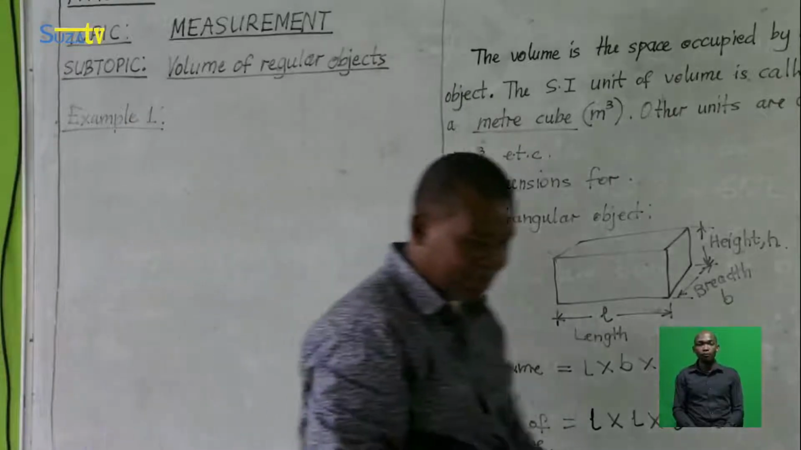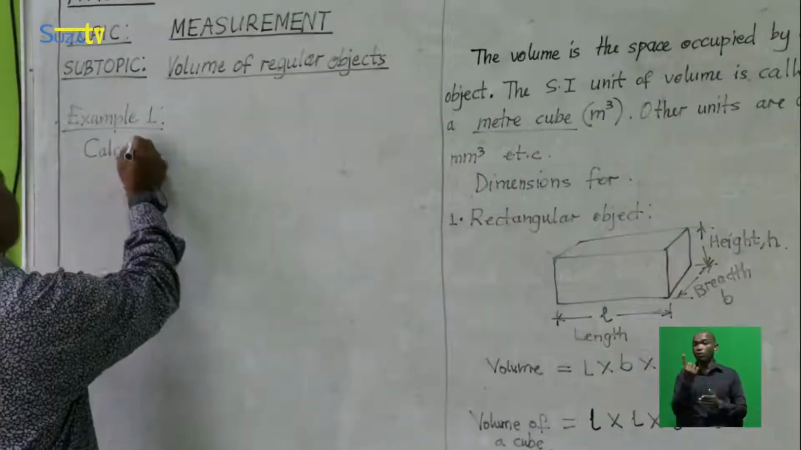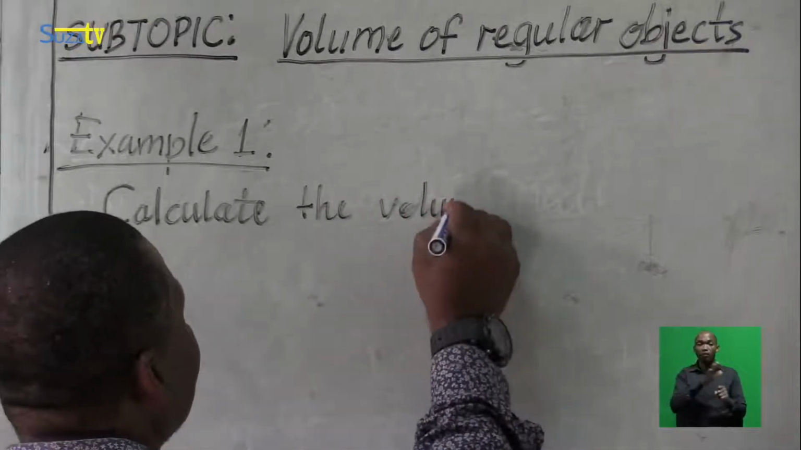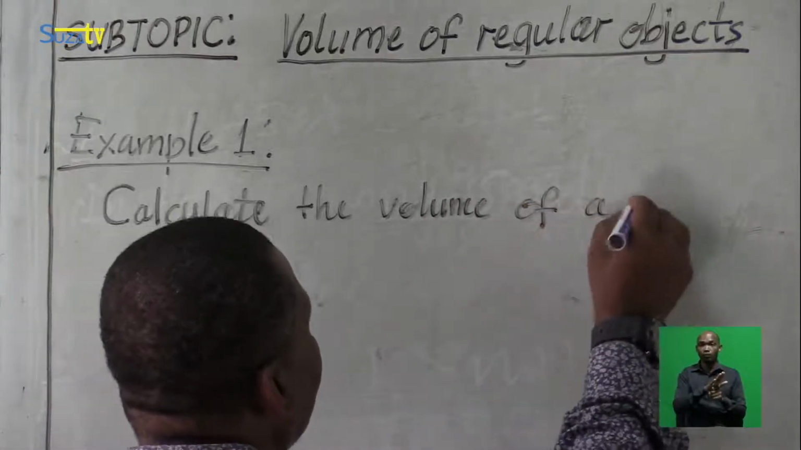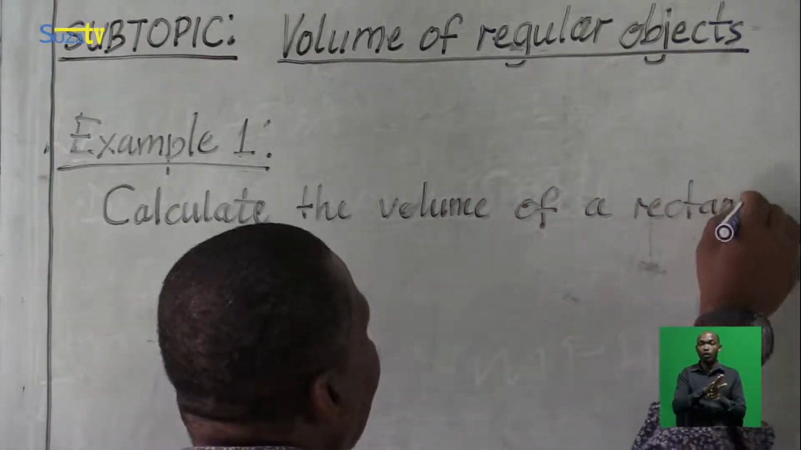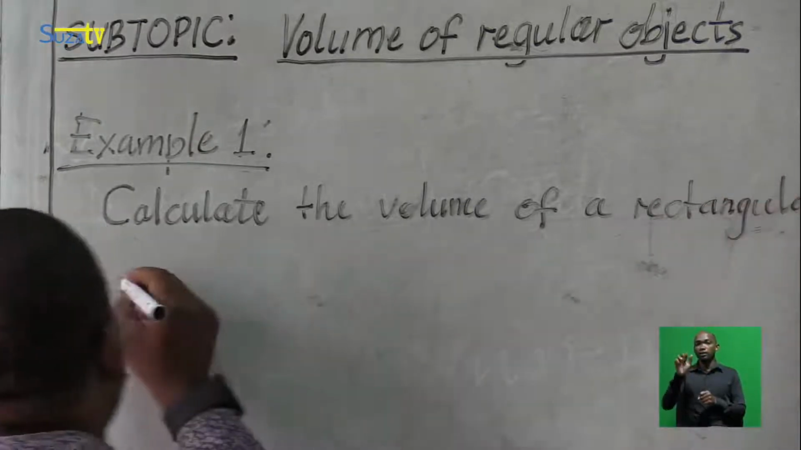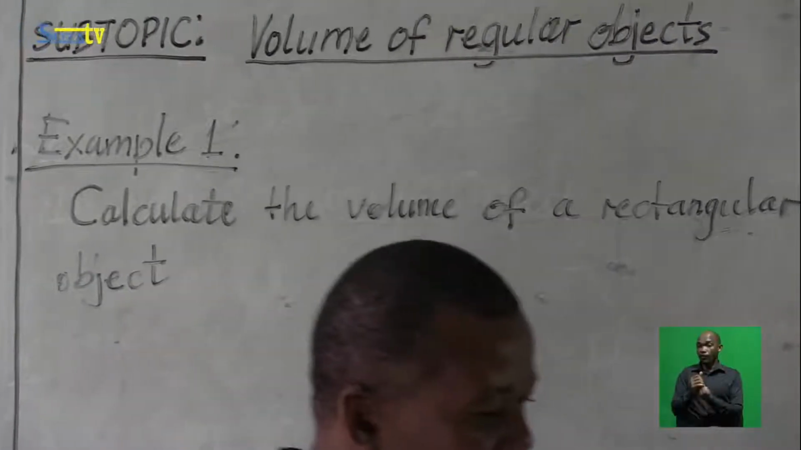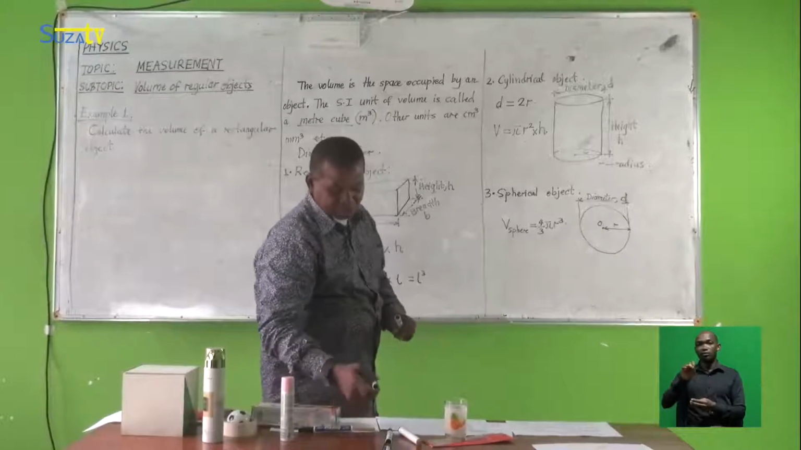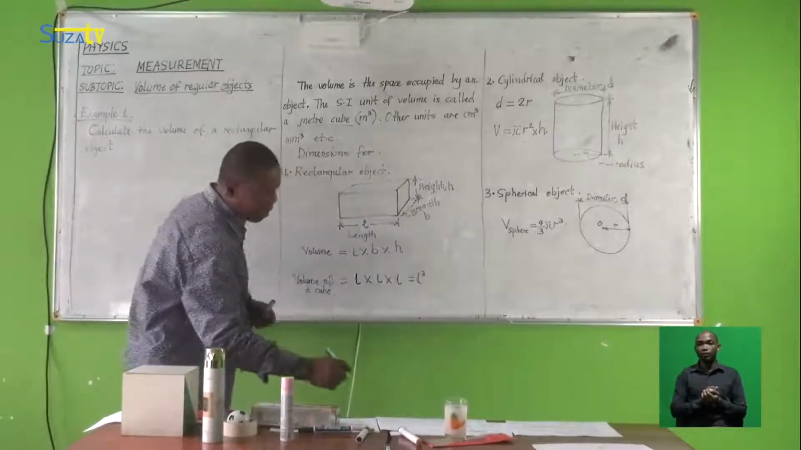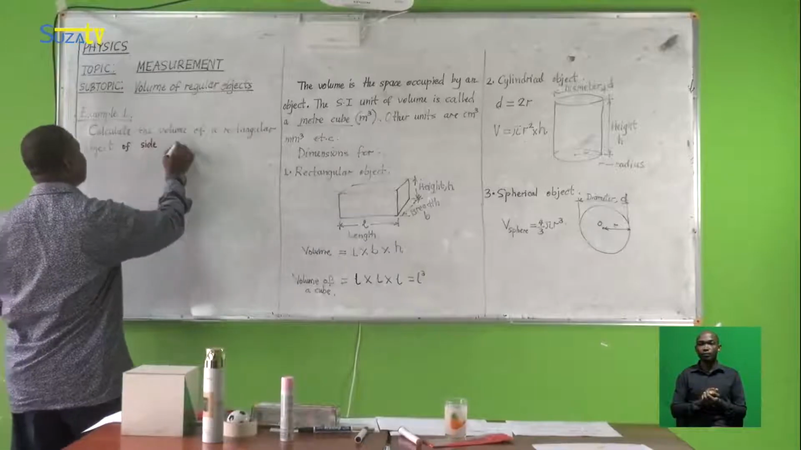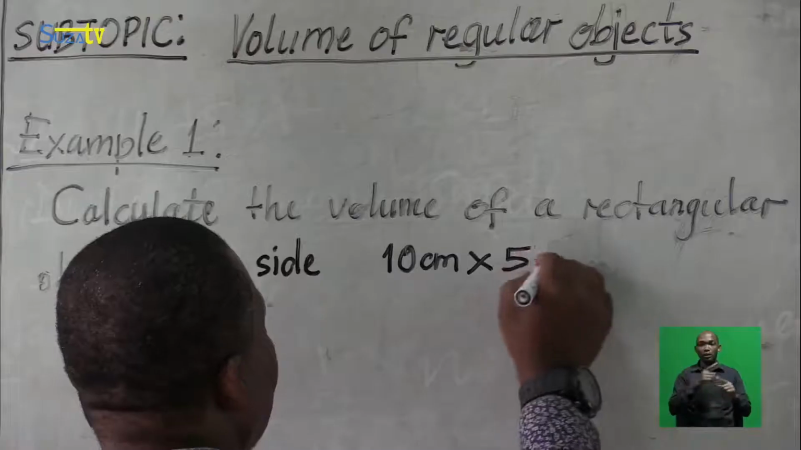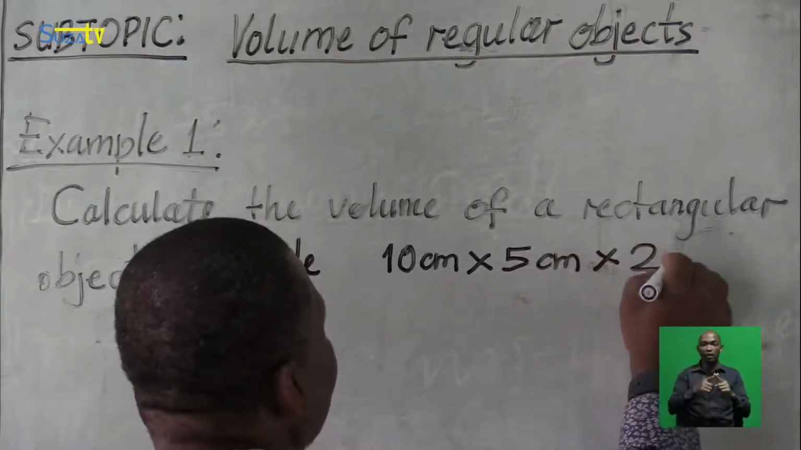Okay, let us see example number 1. Calculate the volume of a rectangular object with dimension of side, take 10 centimeter times 5 centimeter times 2 centimeter.